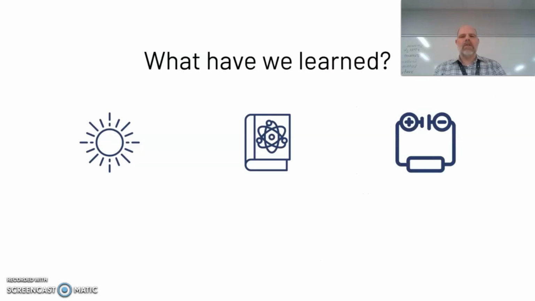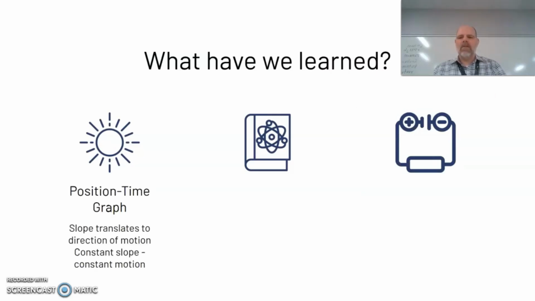All right, so what have we learned in this lesson? We've learned about position time graphs. The slope translates to the direction of the motion. A positive slope means that we're moving in a positive direction, a negative slope means that we're moving in a negative direction, and a constant slope means that we have constant motion.